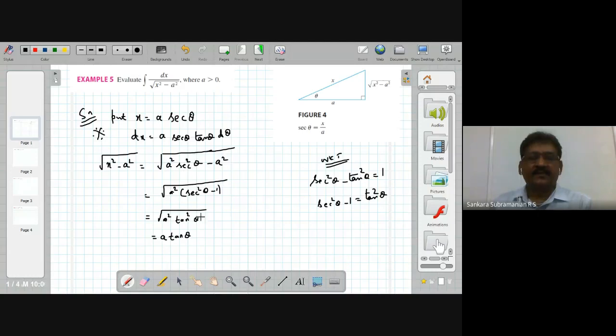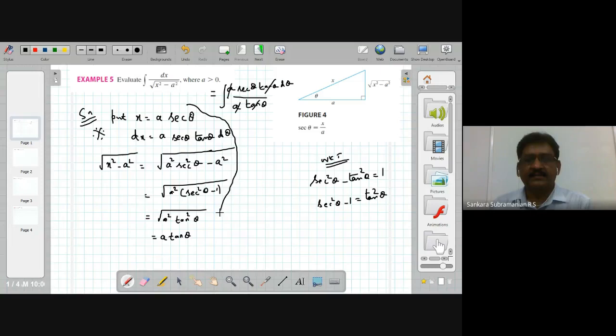Therefore, this integral is equal to the integral of dx, which is a secant theta tan theta d theta, divided by the square root of x square minus a square, which is a tan theta. So a and a get cancelled, and tan theta and tan theta get cancelled. The remaining part will be the integral of secant theta d theta.